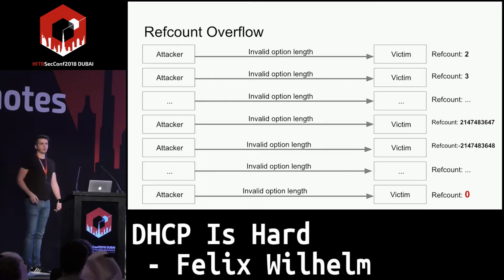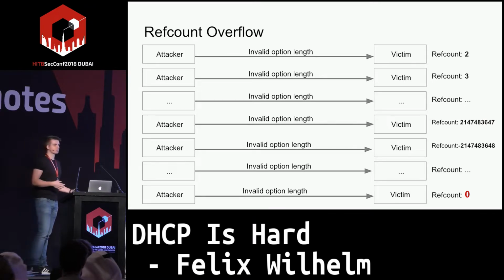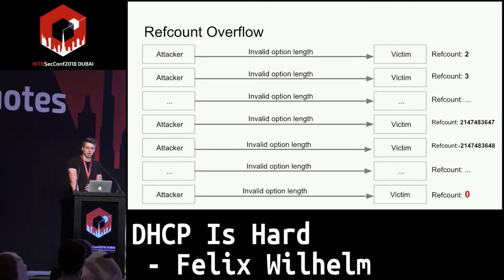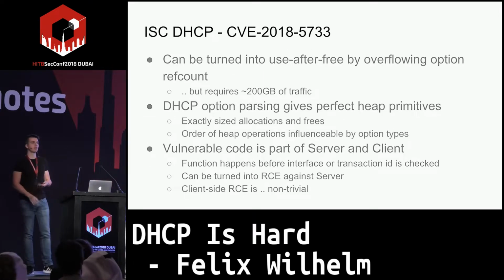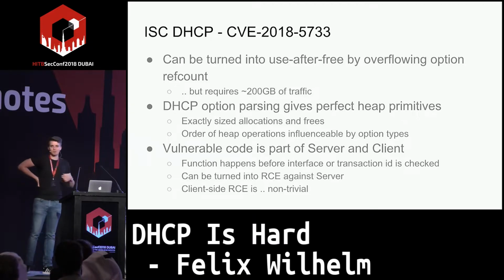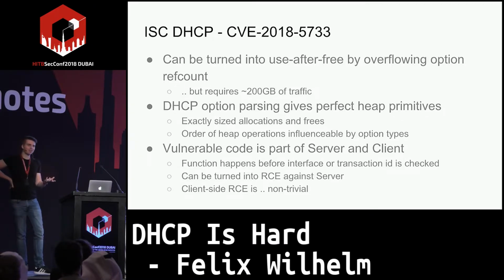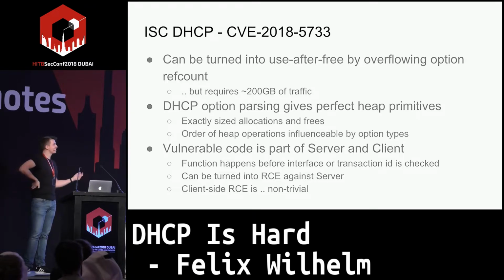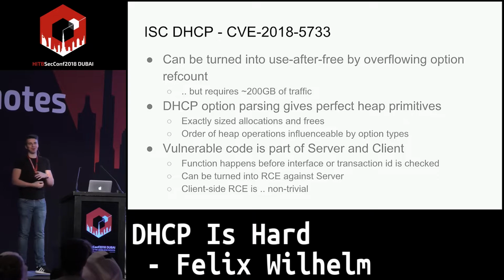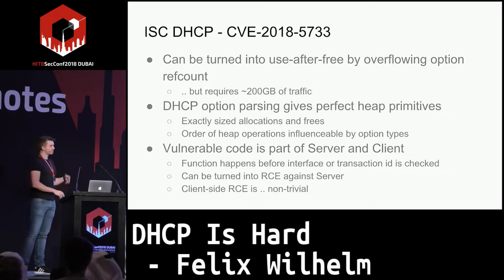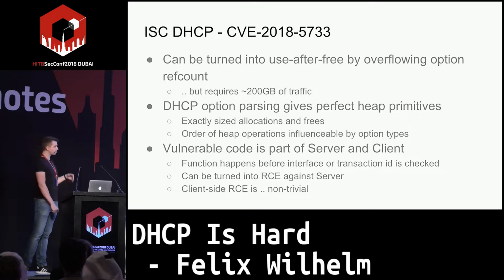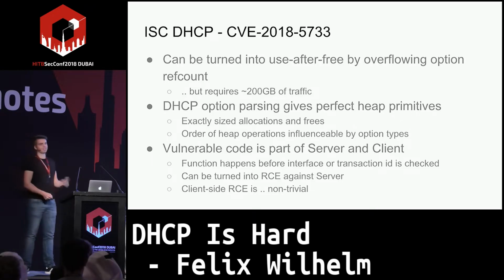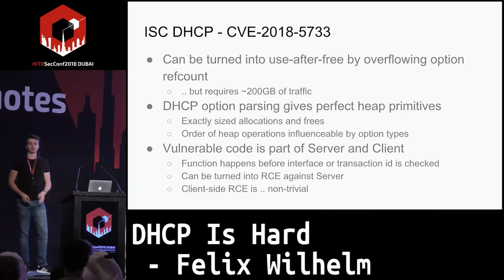So you can move the ref count to 0, even though you still have references to that option structure in memory. The impact is that you can turn this bug into a use after free after sending 200 gigabytes of traffic to your victim system. You can say, yeah, 200 gigabytes, that's a lot. Of course, on a modern LAN system it's not super unrealistic. If you have a 1 gigabit or a 10 gigabit connection, this can be done in a couple of minutes. But still, it's not the easiest bug to exploit over a Wi-Fi network, for example.